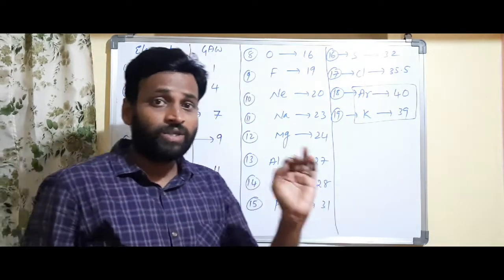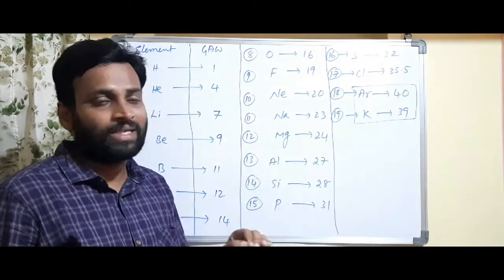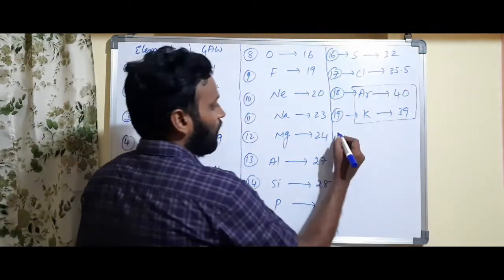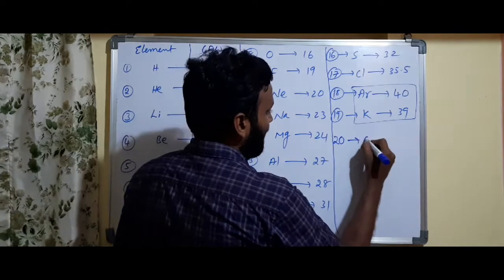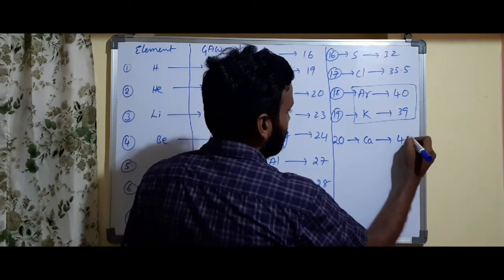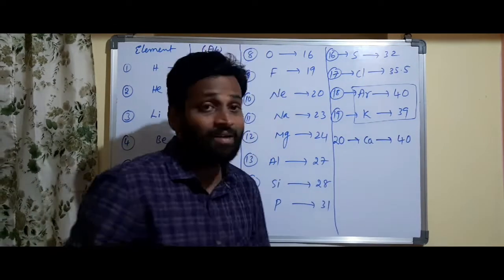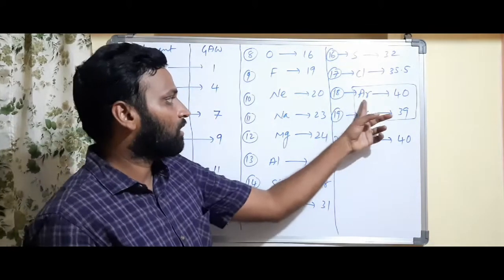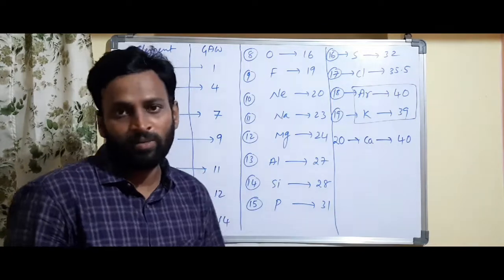Inverted pair means elements which have a decrease in atomic weight even as the atomic number increases, like that you must know. Okay, 20. See, 20 is calcium. Calcium is again 40. See, few elements can have the same atomic mass. See, argon 40, calcium 40 atomic mass.